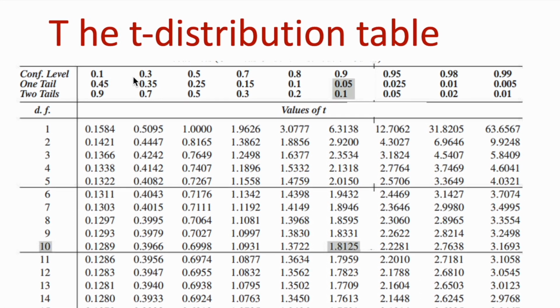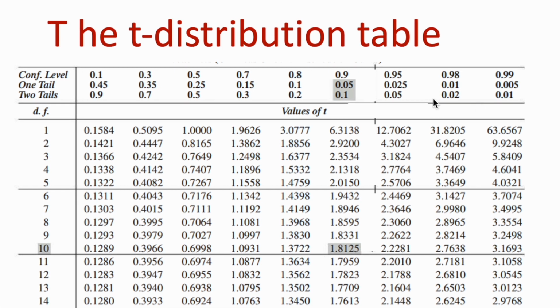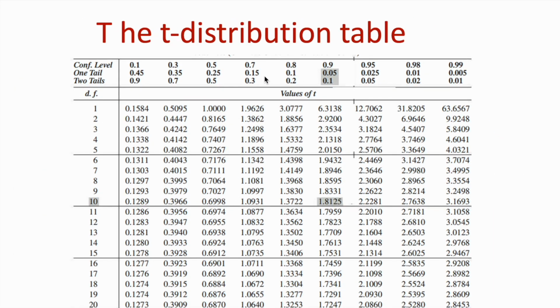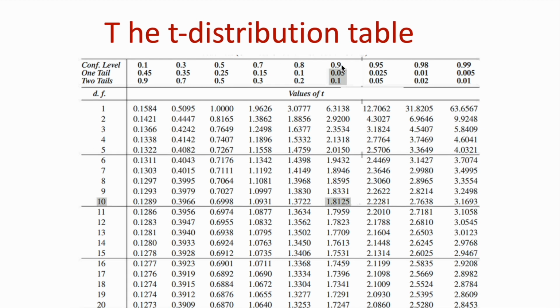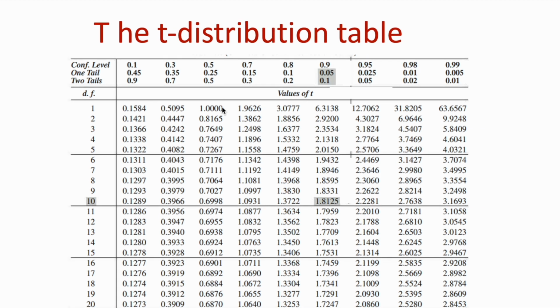But usually the table has 3 rows at the beginning that show you what will be the areas related to confidence interval, what will be the areas related to a one-tail test, and what will be the areas related to a two-tail test. That will be at the top of the t-distribution. In the first column, we have the degrees of freedom. So for example, in this problem, we have 17 degrees of freedom.